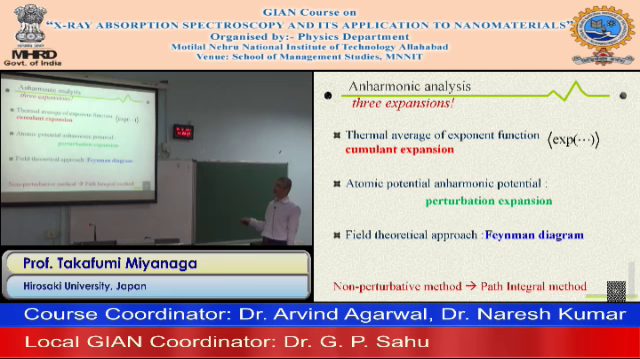The second expansion is the approximation of the atomic potentials. Of course, the harmonic potential is the non-perturbative part, but we take into account the anharmonic part by the perturbation expansion. The third one is the calculation of the cumulant expansions. We use a field theoretical approach, Feynman diagrams of the thermal approximations, the quantum statistical method.